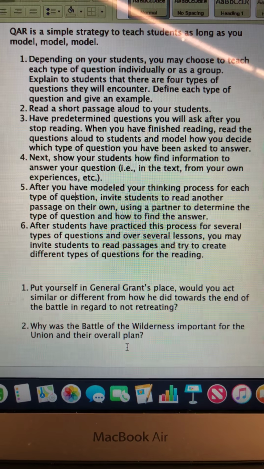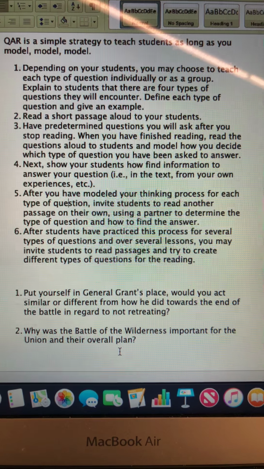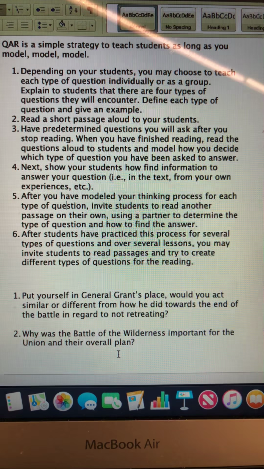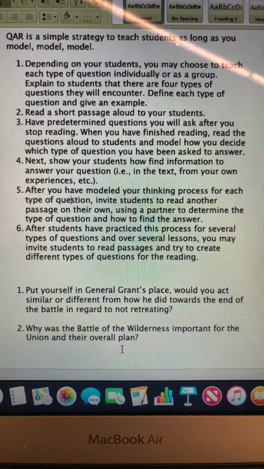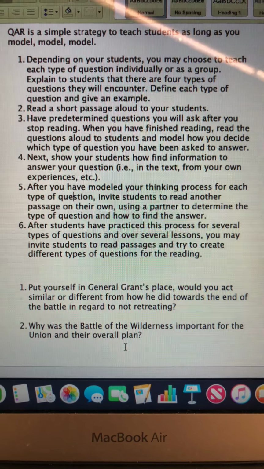The second question is why was the Battle of the Wilderness important for the Union and their overall plan? This is the think and search question because I'm asking you to look through the article and gather different pieces of information to find one complete answer.